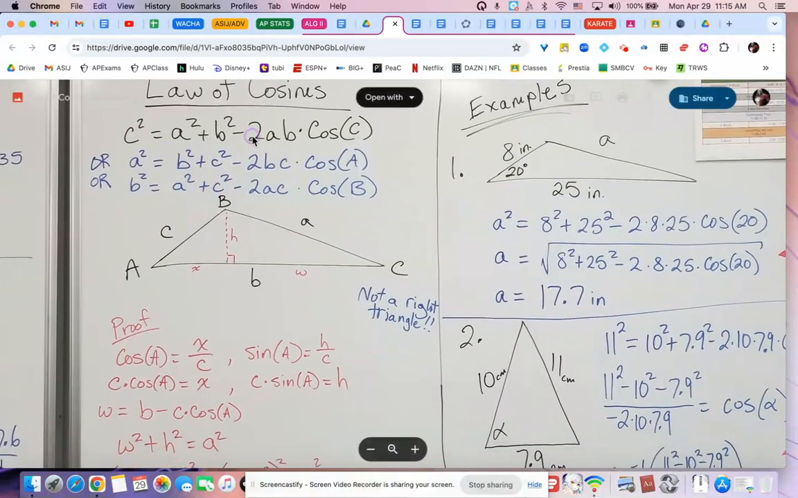So this isn't too bad. Why? Well, because if you look at it, doesn't that just look like the Pythagorean theorem? Yeah, it does. It's just like the Pythagorean theorem, except we're adding on this minus 2ab cosine of c.